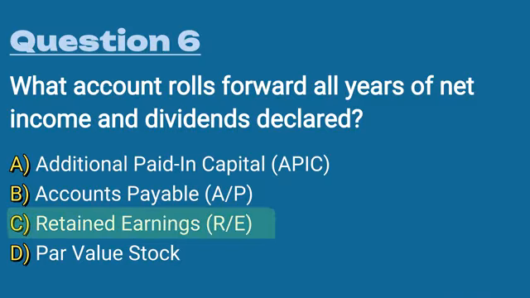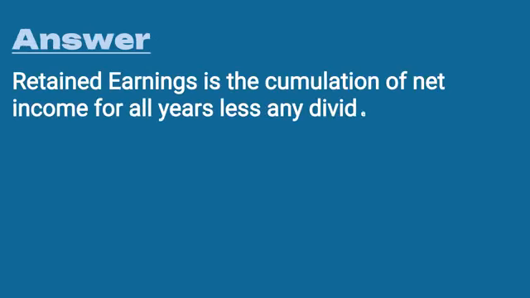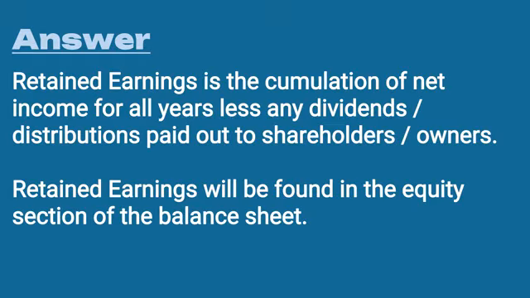The answer is C, retained earnings. Retained earnings is the accumulation of net income for all years less any dividends paid out to shareholders. Retained earnings will be found in the equity section of the balance sheet.